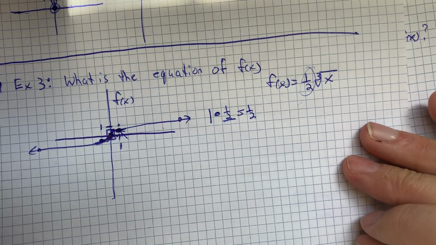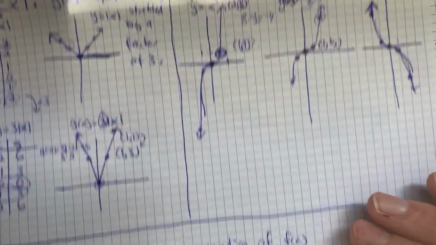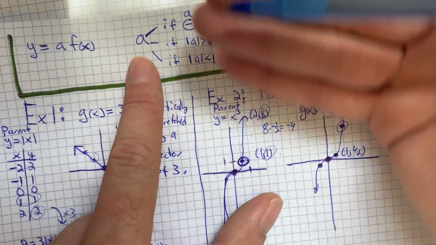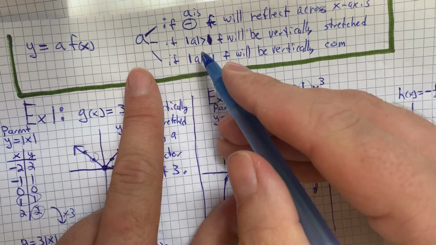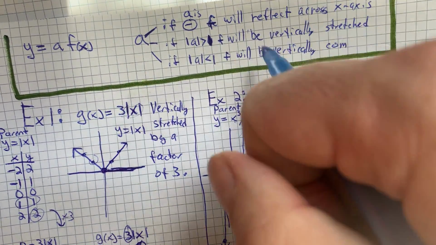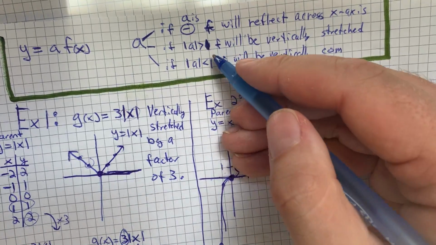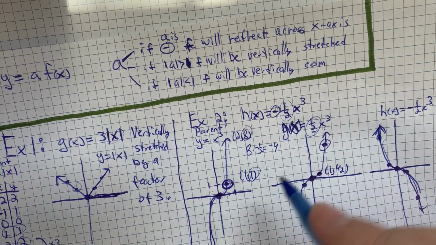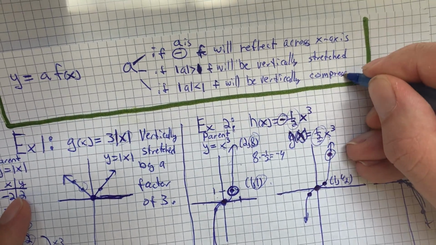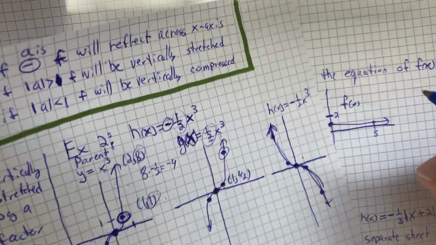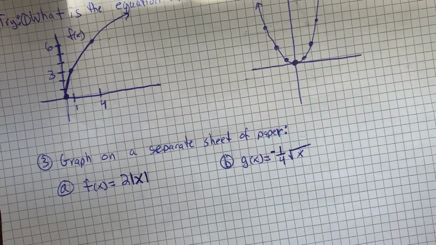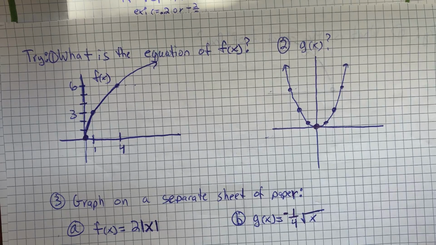All right, let's see how you can do. You can try this on your own. Remember that if a is negative, it will reflect across the x-axis. If a is above 1, the function will be vertically stretched. You just multiply the y values. And if a is less than 1, the y value will be vertically compressed. Okay, so try this on your own.